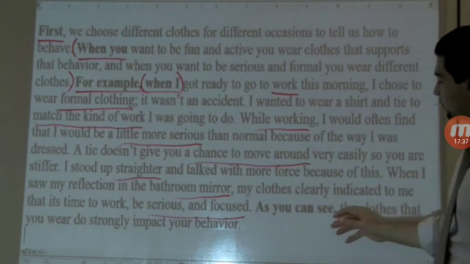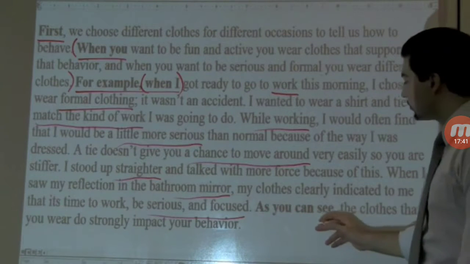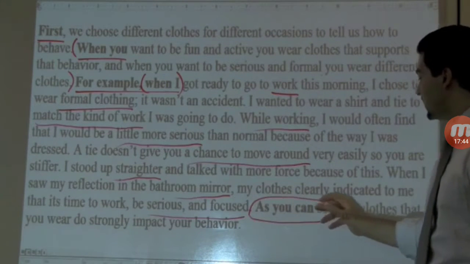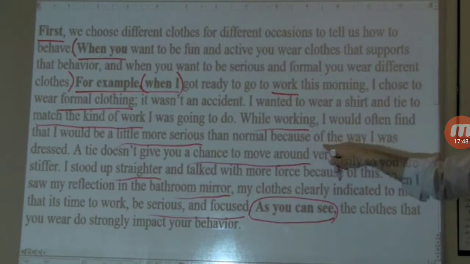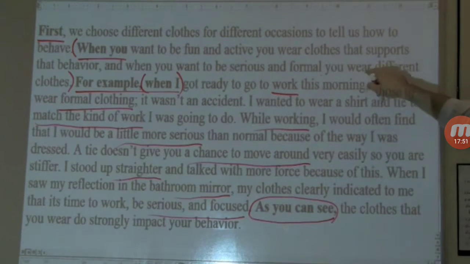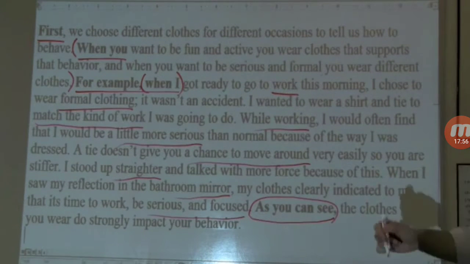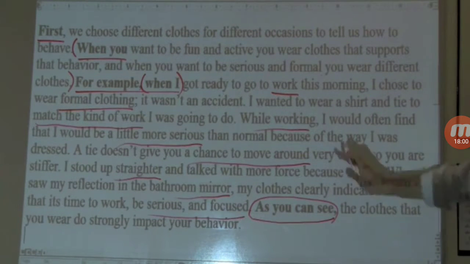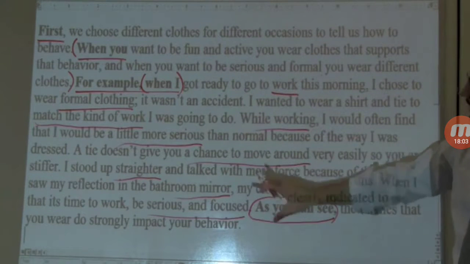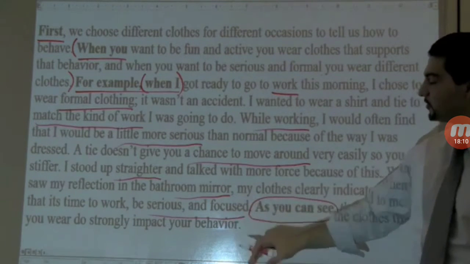Now the last sentence that you want to have, just one and very short, or else it can be repetitive, is your concluding sentence. And you have many phrases, but what you do is you don't restate your example. You don't restate your general idea. What you do is you restate your answer, because that shows that this supports the answer. It keeps you focused, and in case your example isn't so good, it cleans your paragraph up and makes it strong again. So as you can see, the clothes that you wear do strongly impact your behavior.